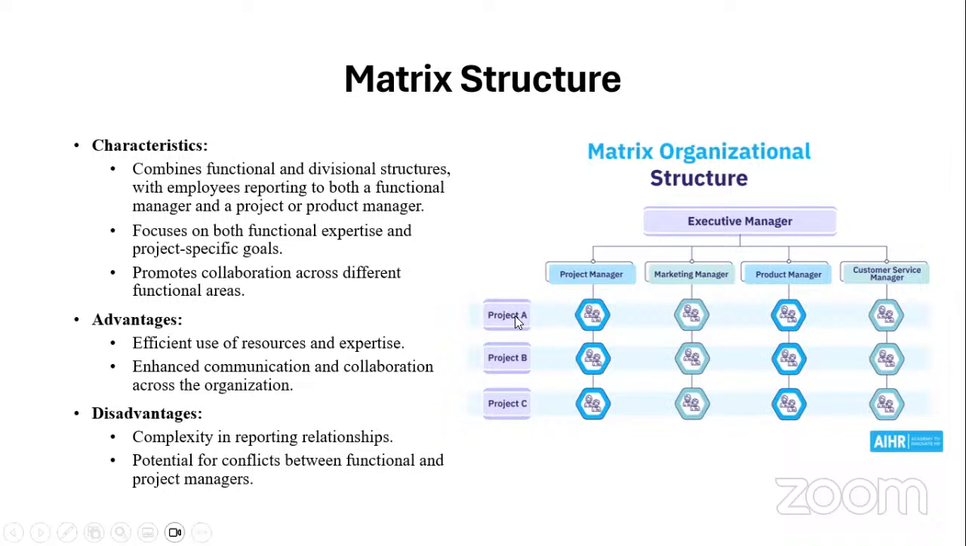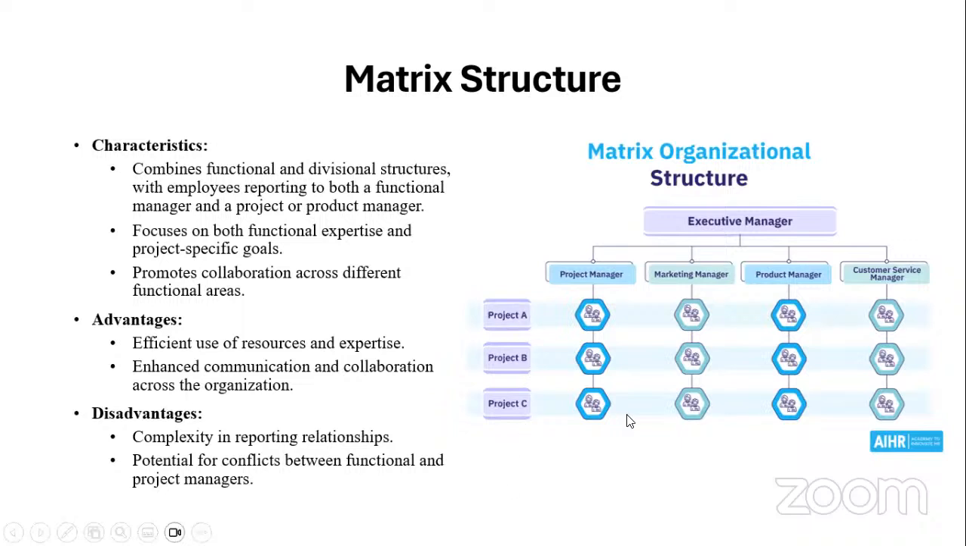Okay, so you have project A. Under project A, you have a project manager. You have people under him. You have a marketing manager, product manager, customer service manager. So the people working in project A, you get them from the project department, marketing department, product department, and customer service department. 1, 2, 3, 4. They will work on project A. 1, 2, they work on project B, but they are drawn from different departments. Those from project department, those from marketing, those from product. I trust you understand that. Okay, so these are the projects they are doing.